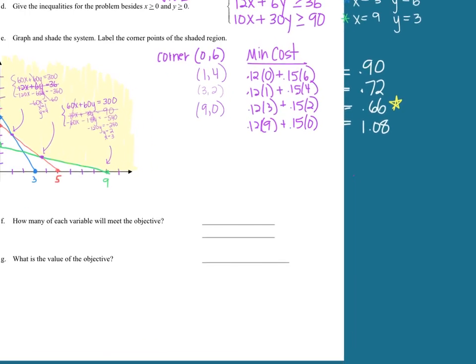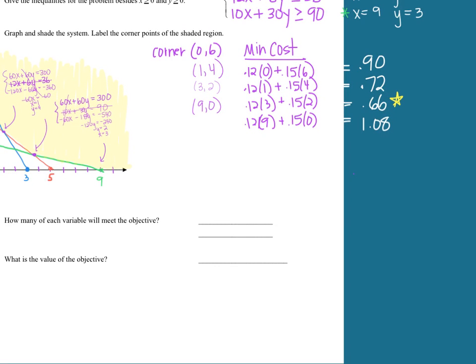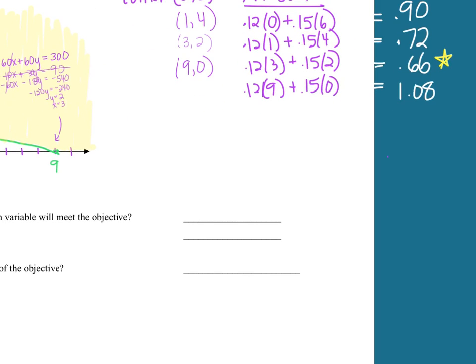Therefore, how many of each variable will meet the objective? We want 3 cups of drink X, and we want 2 cups of drink Y. That will help the person who's drinking this to meet all of their dietary goals, but will also allow them to minimize their cost at 66 cents per cup for an overall goal.